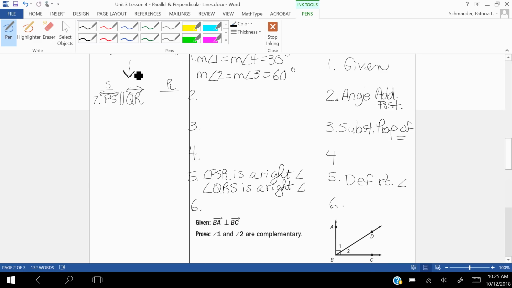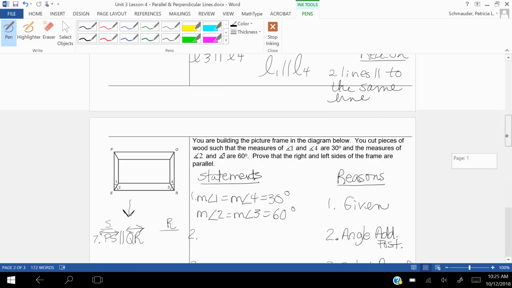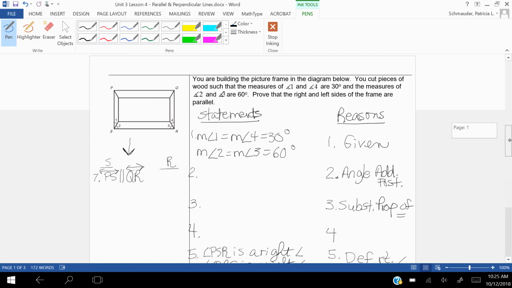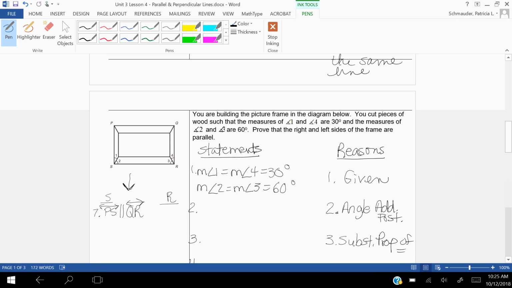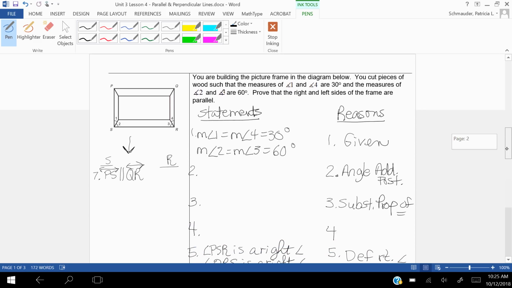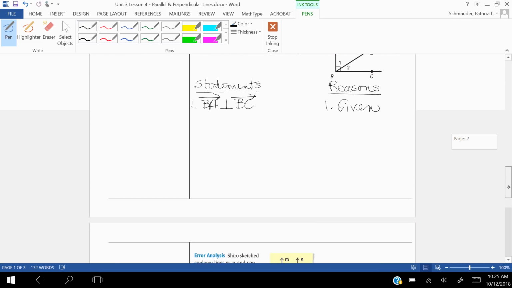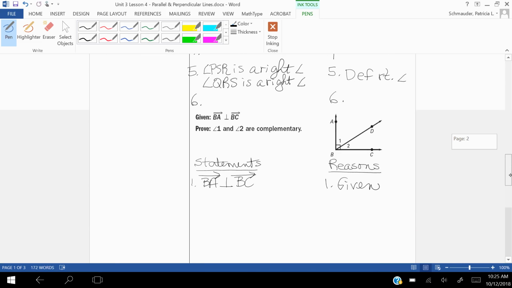So remember, what I'm trying to prove is that the two sides of the frame are parallel. So PS is parallel to QR. So that's what I'm trying to prove. I wrote down my given here, which they told me that the measure of angle 1 equals the measure of angle 4 equals 30, and so forth. So please take a good, honest effort at this proof, and we'll check it when we get back to class next time.